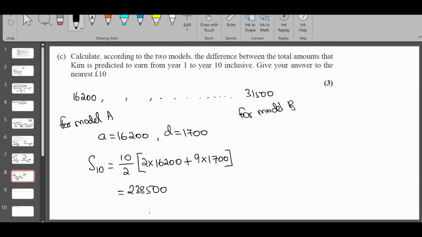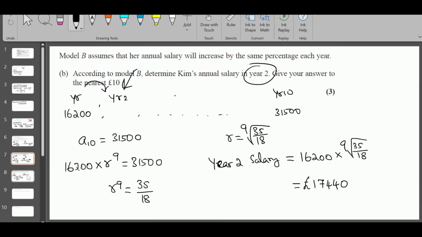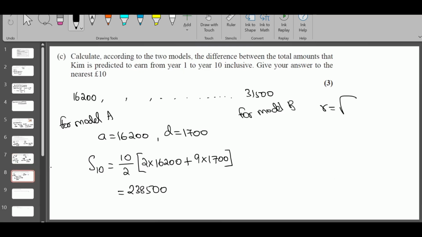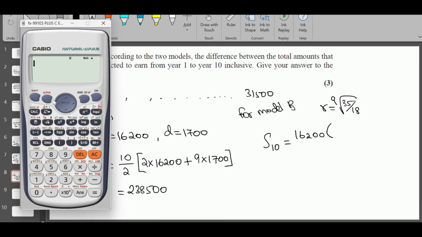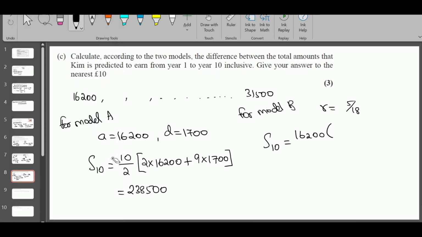Okay, for model B now, S10. The first term is the same. The common ratio is the 9th root of 35 over 18. We stored the value already, so you don't need to worry about it. S10 is a times r power, what's the value of r? The stored value, 1.076. Okay, never mind, can leave it as it is.